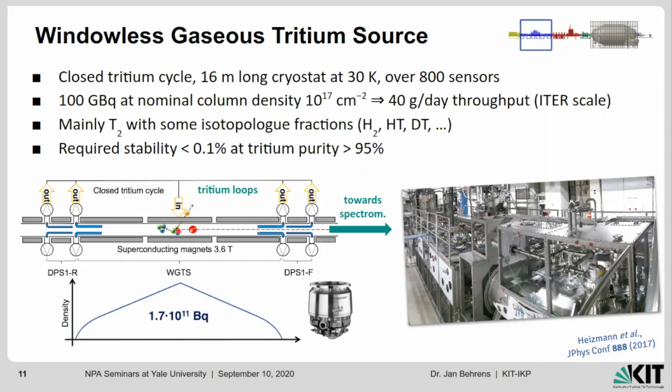The tritium in the source is, as I said, mostly tritium with more than 95%. There are also some so-called isotopologues, which are combinations of tritium atoms with hydrogen and deuterium. The source activity is up to 100 gigabecquerel at our nominal column density of 10^17 per square centimeter. And this requires a large amount of tritium throughput because of this purification. This is done in the tritium lab in Karlsruhe at the KIT, and so they provide the infrastructure for this complicated tritium loop system.